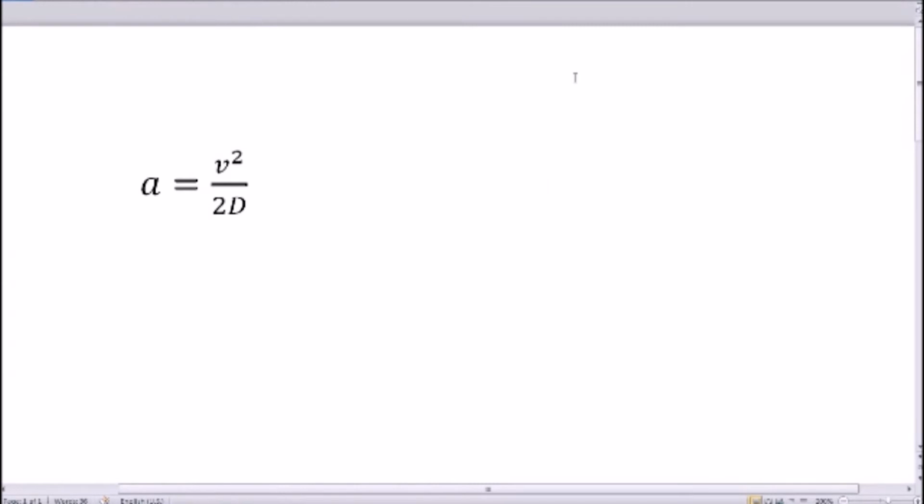In your lab report, you're going to be asked to do a precision analysis on your final answers. Now, the first step in any precision analysis is that you want to look at the uncertainty formula for your final expression.